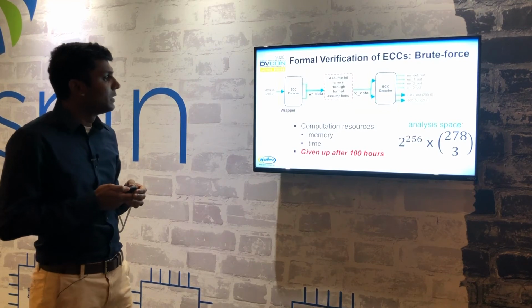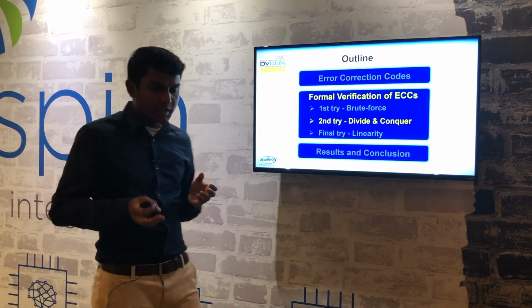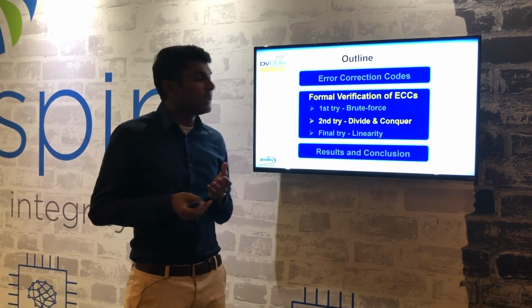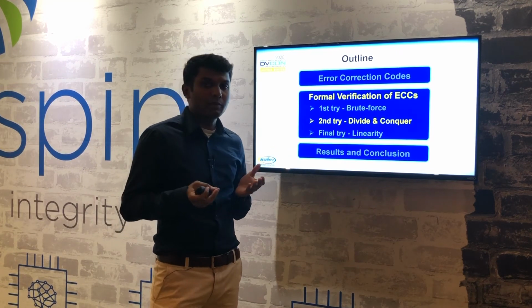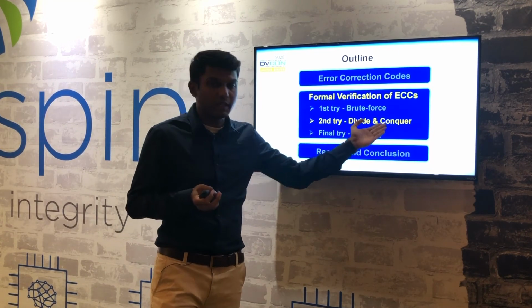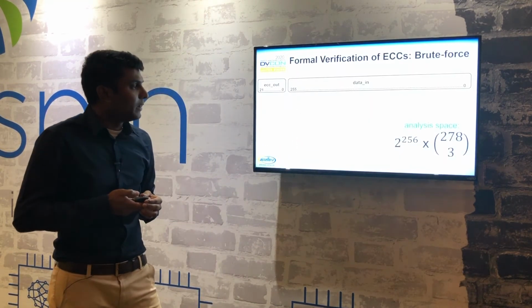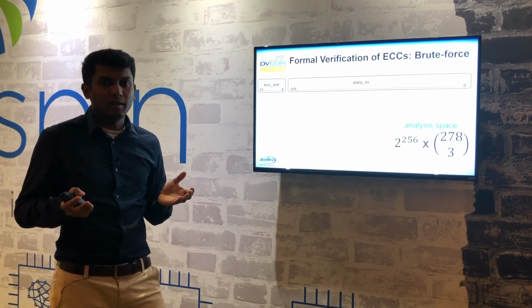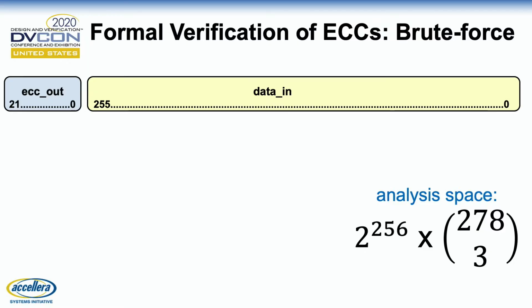So that's why we started to make some optimizations, and the first optimization we did, we call it divide and conquer. What is the basis of this optimization? We realized that the main problem was a huge analysis space. So we thought, let's try to reduce this analysis space, and let's see if the formal tool can solve this problem now.